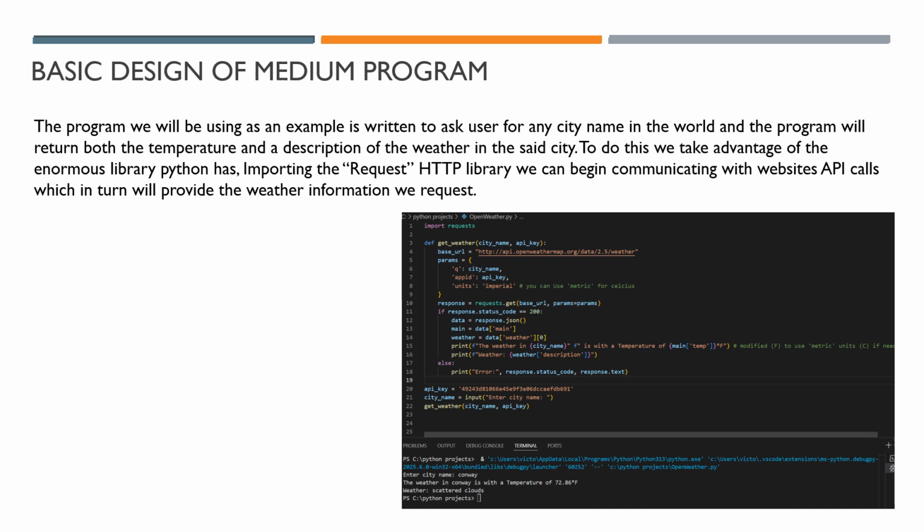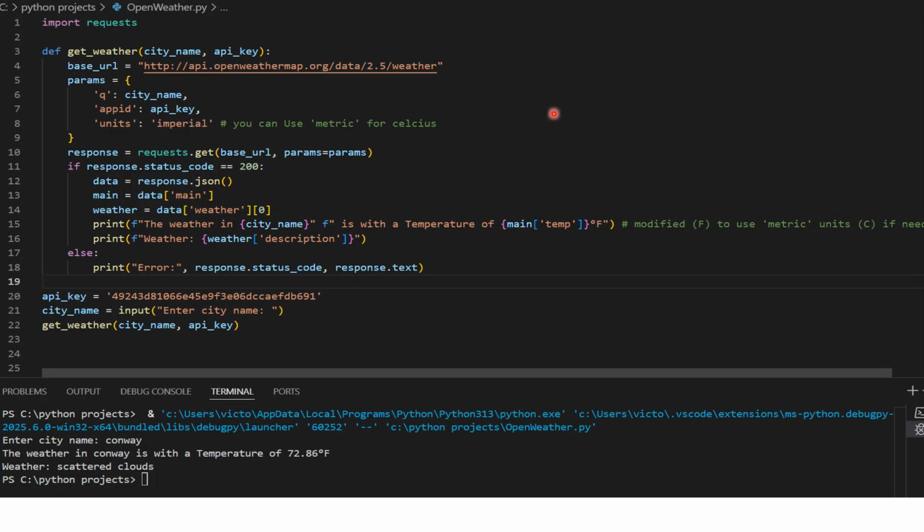So basically, the weather app is just how we send requests to OpenWeather, and then it sends us back, in JSON format, the temperature and the information about the weather of the specific city that we put in. So this is the code showing us how the program, the OpenWeather app, was made.